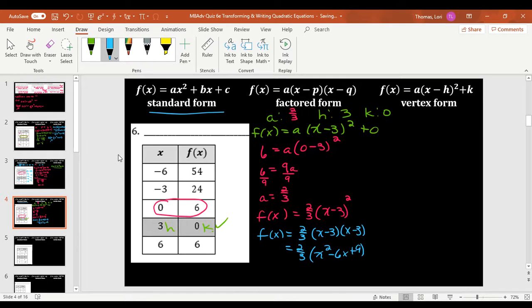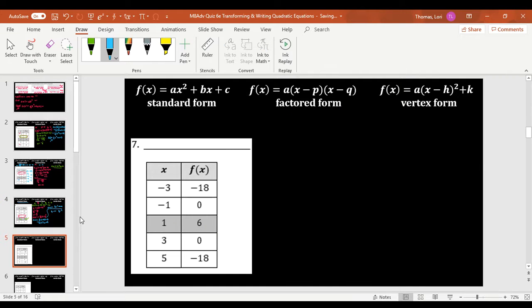And now we're going to multiply each of these terms by 2/3. So I get 2/3 x squared, and then I have 2/3 times negative 6x. 3 can go into negative 6x, negative 2x times, and then you multiply it by this too. So that gives me minus 4x, and then I have 2/3 times 9. 3 divides into 9, 3, and 3 times 2 is 6. So this is standard form.